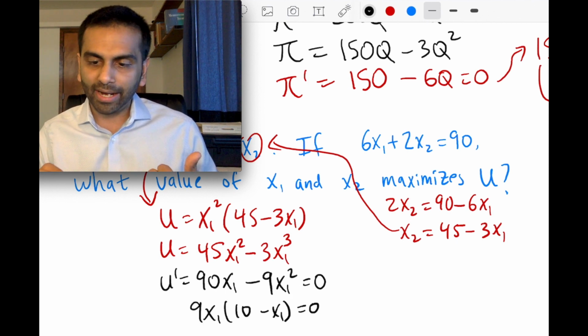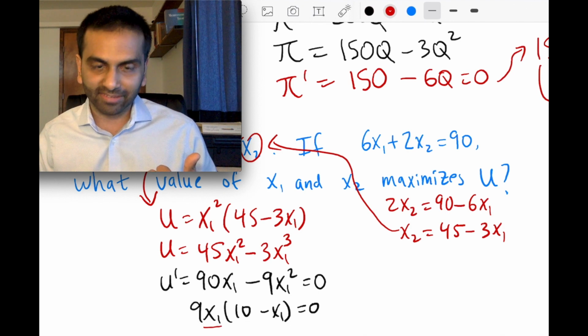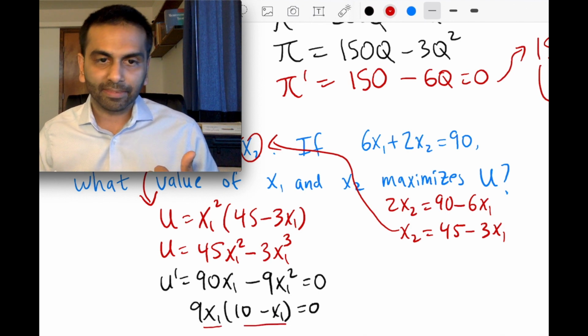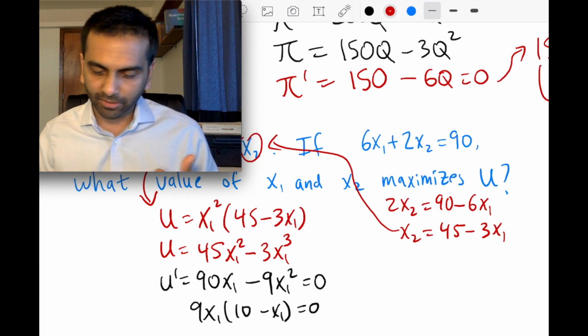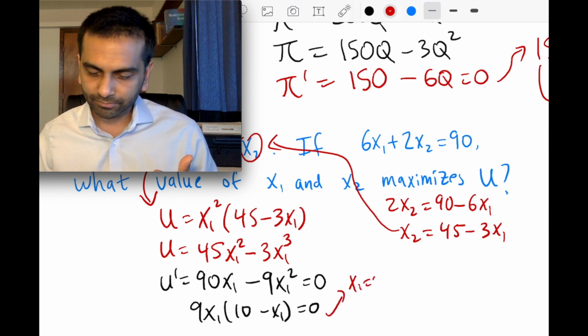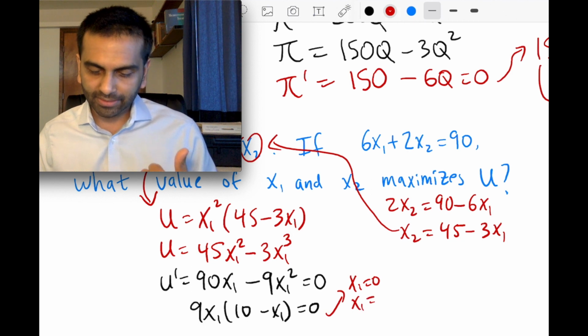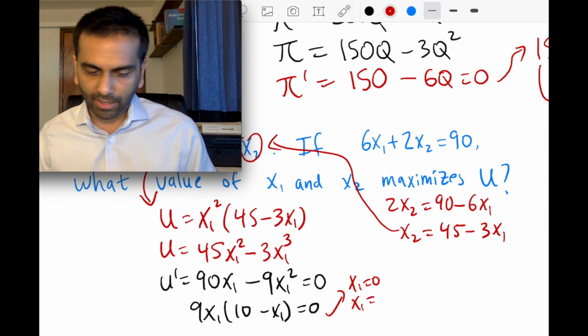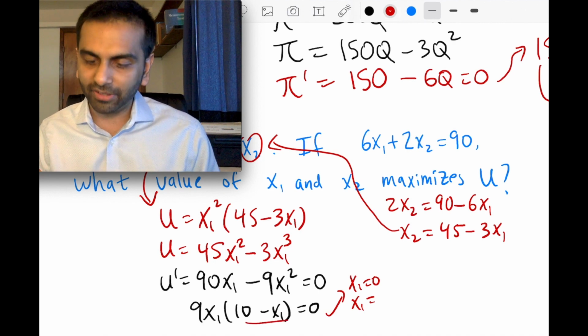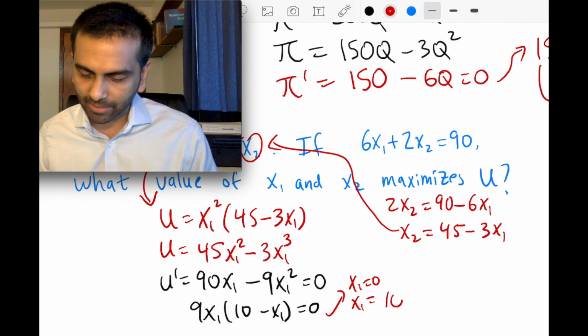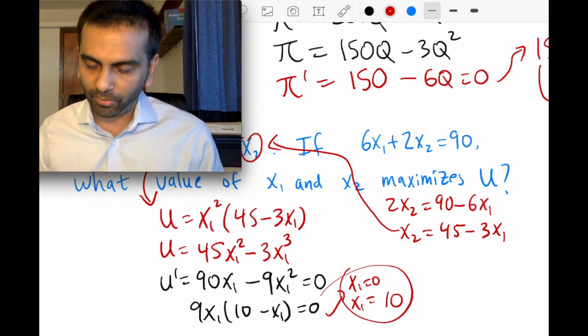And now, quadratic, so here the solution is that x1 is either 0 or 10 minus x1 is 0, which means x1 is either 0 or x1 is equal to 10. Because you have 10 minus x1 equals 0, add x1 to both sides, so x1 is 10. So these are your two critical points.